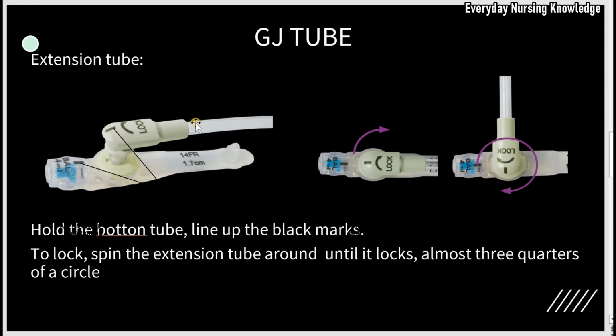Now let's see how to connect the extension tube to the button tube. You have to hold the button tube and insert the extension tube so that you line up the black marks. Then you rotate the extension tube until it locks, until you hear a click. You have to rotate almost 3/4 of a circle. You insert it and rotate 3/4. 1, 2, 3. So in this position, you lock the extension tube and you can give feed through the extension tube. Now to unlock, again rotate in the opposite direction. Make sure you line up both the marks, hold the button tube, and you can remove the extension tube.